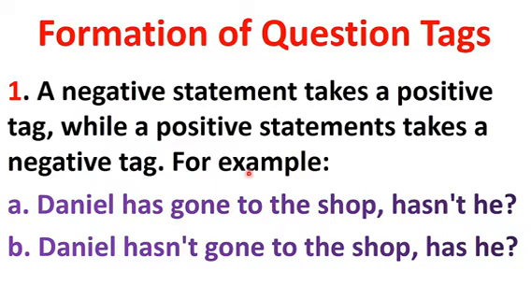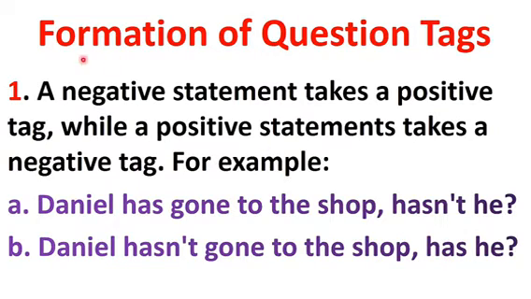For example, if you say Danny has gone to the shop, is the statement negative or positive? It is positive because it doesn't have not. Danny has gone to the shop. That is why the tag there is hasn't, a negative tag, hasn't he? Danny has gone to the shop, hasn't he? The next one, Danny hasn't gone to the shop. In this sentence, you see that hasn't has made the sentence negative, and that is why the tag here is introduced by has, then the subject following. Has he?